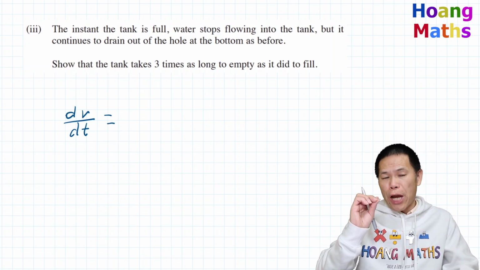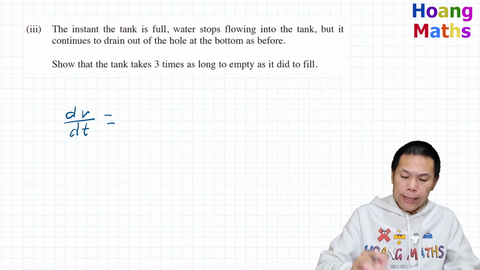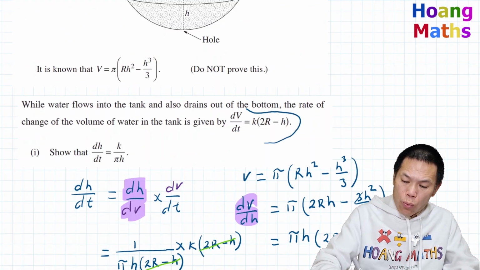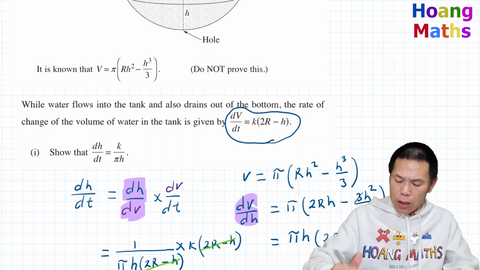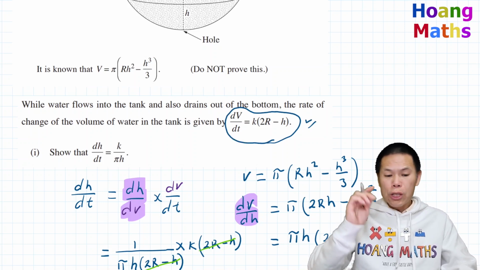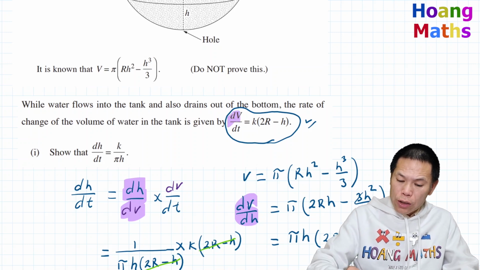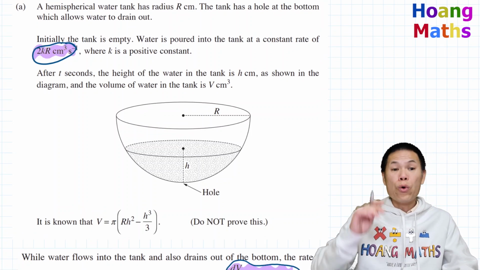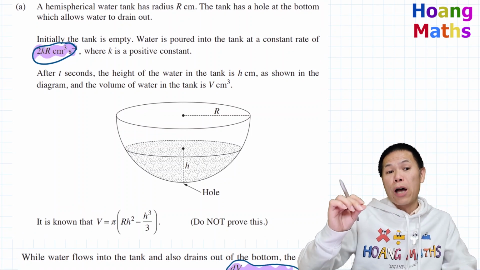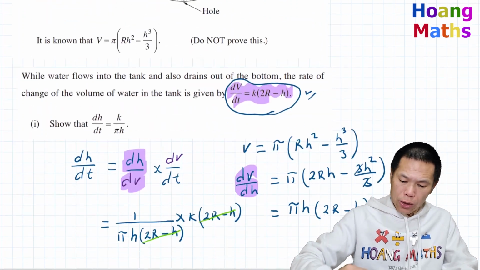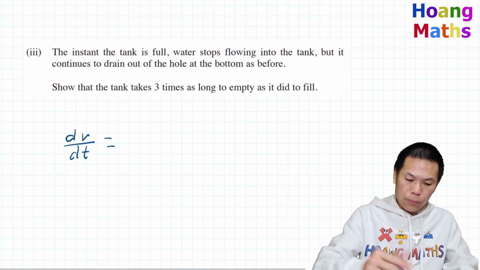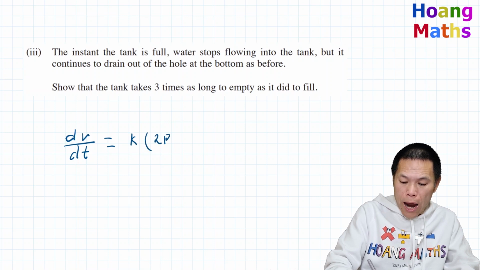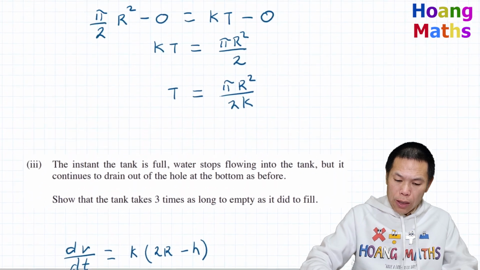And we know the rate of change of the water flowing into the tank is this. And the total rate of change of the water flowing in and out of the tank is this. So what we need to do is use this total rate of change minus the rate of change of the inflow, which will give us the rate of change of the water flowing out of the tank first. So that is k (2r minus h). Let me just double check.